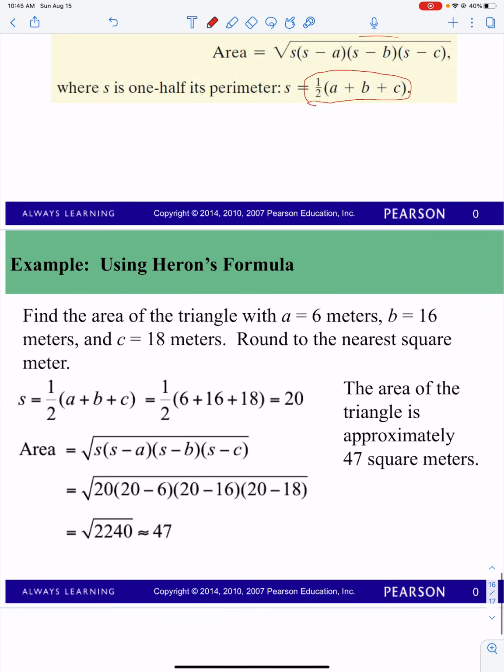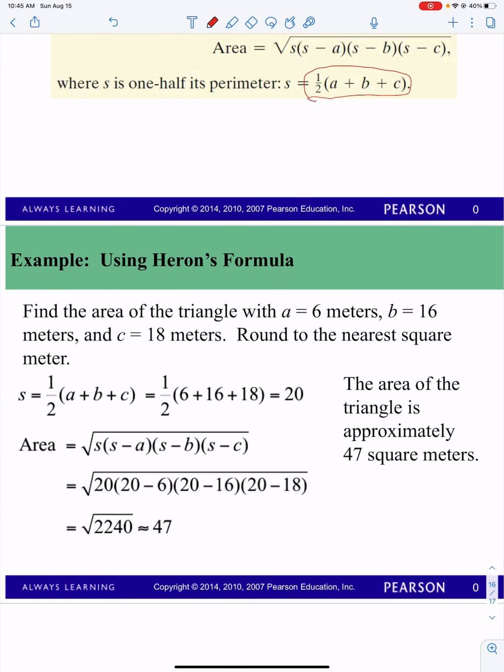This formula is pretty easy. Yeah, so if you have a, b, c, the first thing you want to find is s. The small s is not the area, okay? It's a half of a plus b plus c, so it equals 20. So 20 minus 6 for a, 20 minus 16 for b, and 20 minus what? 18. Then you take the square root of all these things. It will be the final answer.